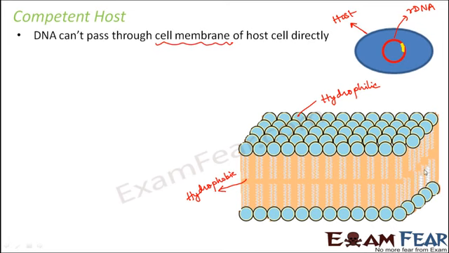This is how the structure of the cell membrane is, and due to this structure, the recombinant DNA cannot directly pass through the cell membrane. That is because DNA by its nature is hydrophilic. Since DNA is hydrophilic, it is very difficult for DNA to cross this membrane, because in this membrane the outer layer is hydrophilic but the inner layer is hydrophobic. So it cannot directly pass through the cell membrane.